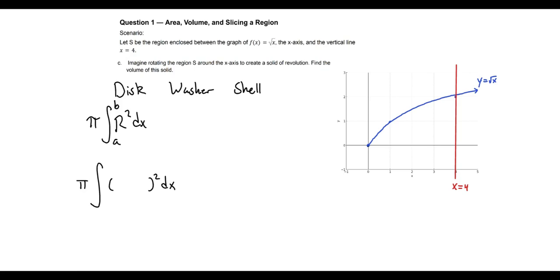A and b are the limits of integration, essentially, that we've been using. It's going to be 0 and 4 here, right? We start here. There's our a value. We end over here. That's our b value at 4. Okay, but what is r and how do we find it?